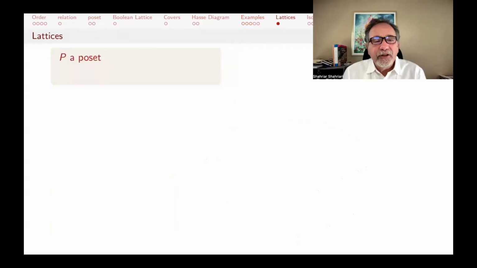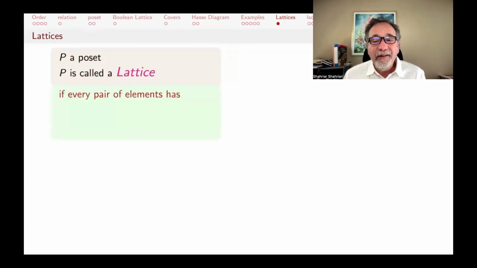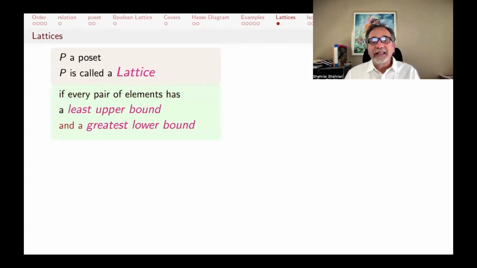Now, there are certain kinds of posets that have their own name because they're special. So if P is a poset, P is called a lattice if every pair of elements has a least upper bound and a greatest lower bound. So what's the least upper bound? If you have a pair of elements, the least upper bound is an upper bound for both of them. That means that it's greater or equal to both of them. But also it's the smallest such, and it's the least. So that means that it's smaller than any other upper bound.